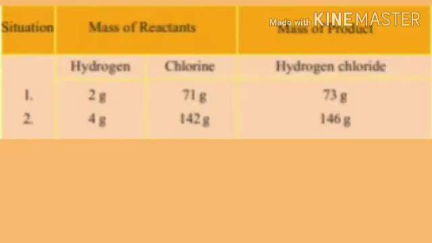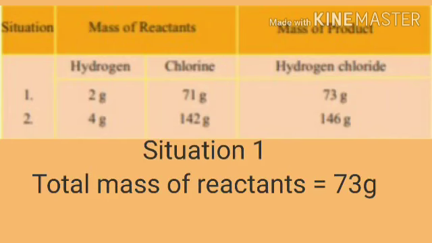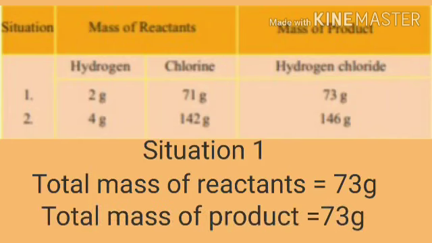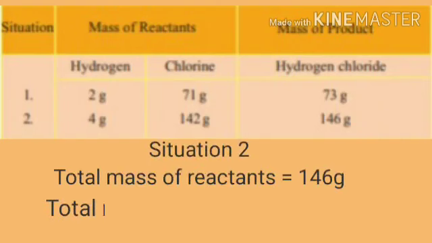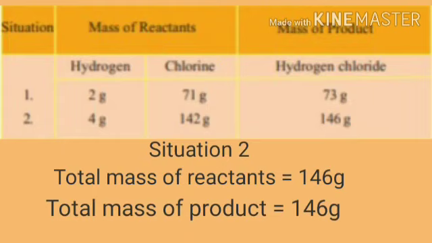Here is a table showing the mass of reactants and products when hydrogen combines with chlorine to form hydrogen chloride in two situations. Observe the table and find out the total mass of reactants and product in the above experiment. In situation 1, the total mass of reactants and product is equal to 73 gram. And in situation 2, the total mass of reactants and product is equal to 146 gram.